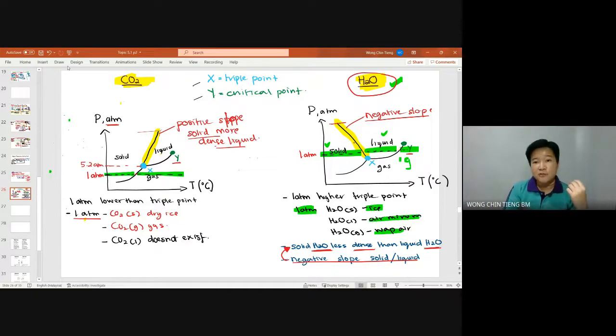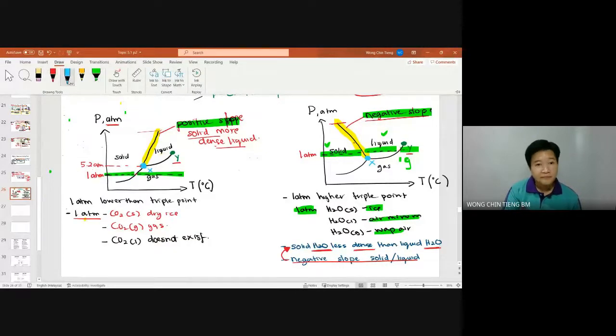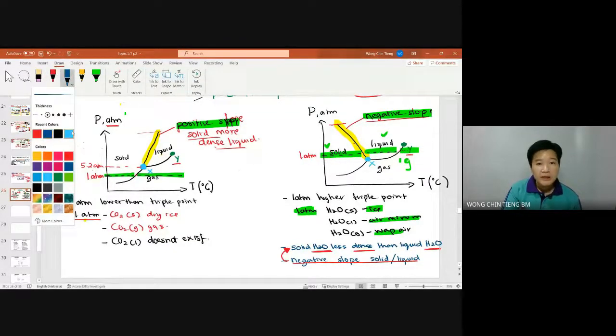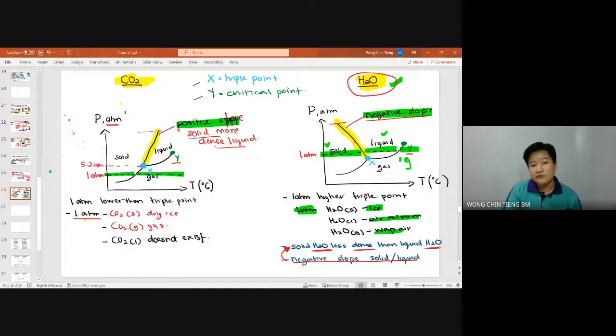The positive slope and the negative slope over here also represent something. Okay? The melting point and also the pressure, if I'm not mistaken. All right, the positive slope and the negative slope. Over here, the melting point will be directly proportional with the pressure. Right? The higher the pressure, the higher the melting point. Over here, the negative slope, the melting point will be inversely proportional with the pressure.